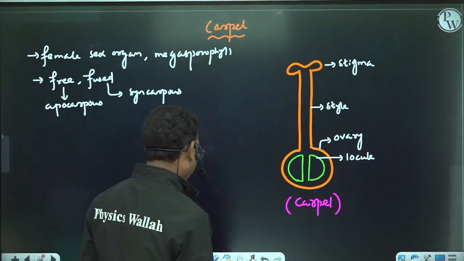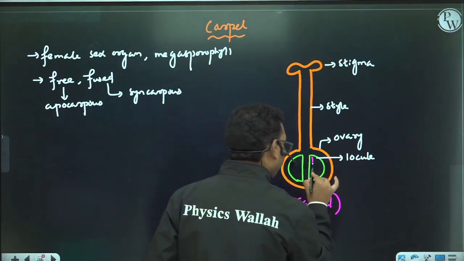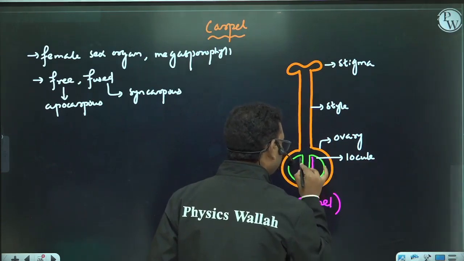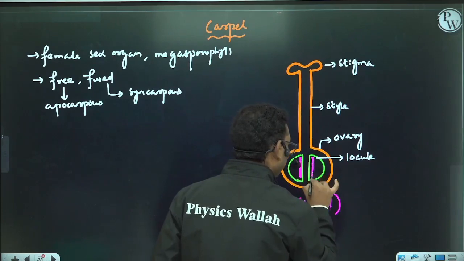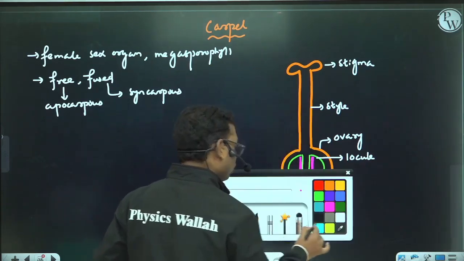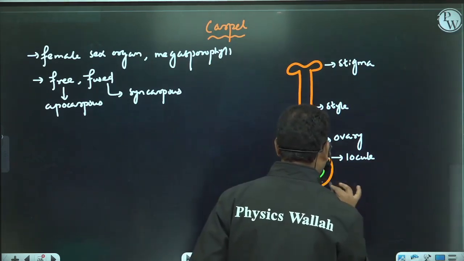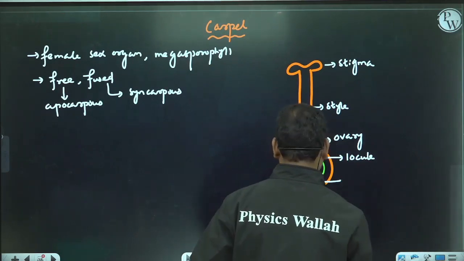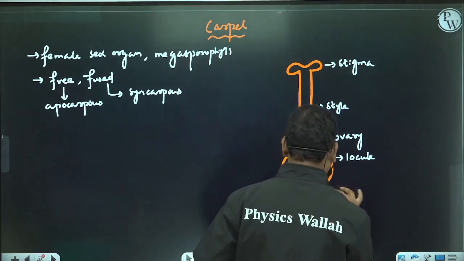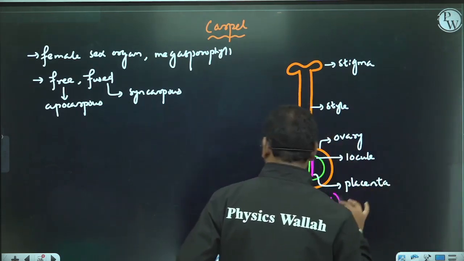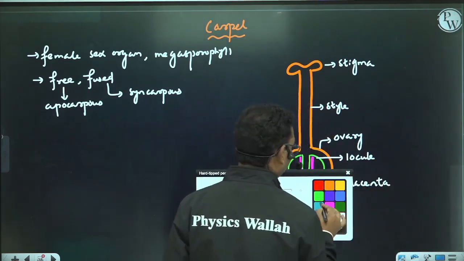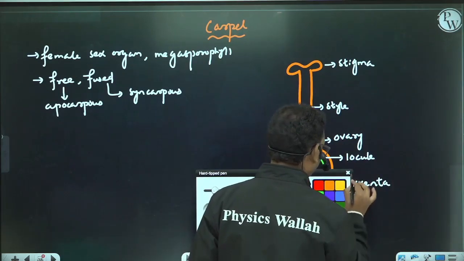And inside the chamber there will be cushion-like structures which are made of parenchymatous tissue, and these cushion-like structures are called placenta. We call these structures placenta. So this is placenta, and on the placenta ovules will develop. So here I am going to draw the ovule.